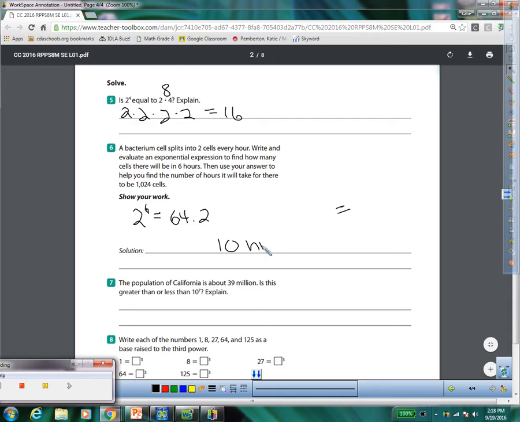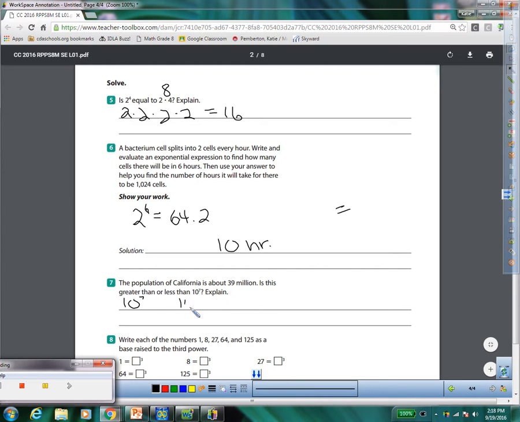Show that over 8 hours. The population of California is about 39 million. Is this greater or less than 10 to the 7th? Explain. So if you expand out 10 to the 7th, guys, you're going to have 10 times itself 7 times. Okay? So that's going to give you 10 million.